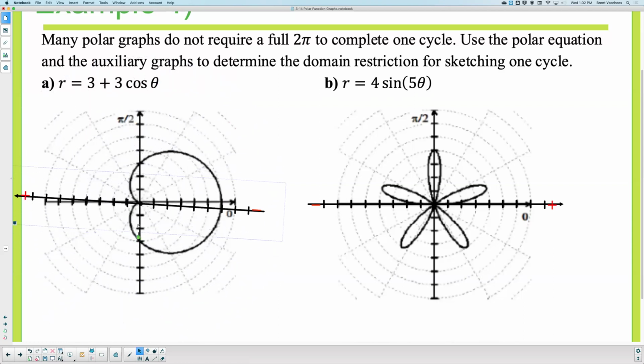At 1 pi, have I traced the whole shape? No, I'm starting on the positive end of the graph. I'm decreasing, decreasing, decreasing. I'm at this point now. Have I completed the whole shape though? No, because now I'm going to start going this way. It takes how long? It takes 2 pi. This one requires 2 pi.